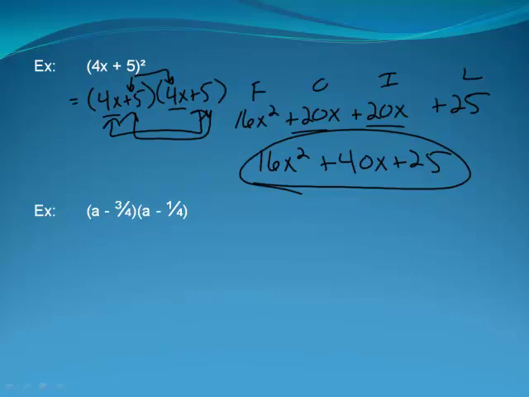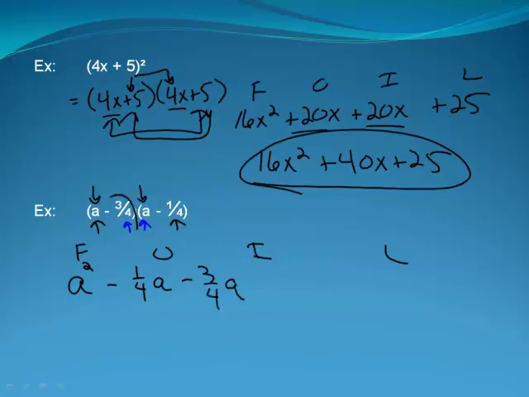All right, so let's do a minus 3/4 times a minus 1/4. If we FOIL that out, we're going to multiply the first two terms together. A times a, that's a squared. Outer two terms would be a times minus 1/4, which is minus 1/4 a. Inner two terms, which would be here and here, negative 3/4 times a is minus 3/4 a.